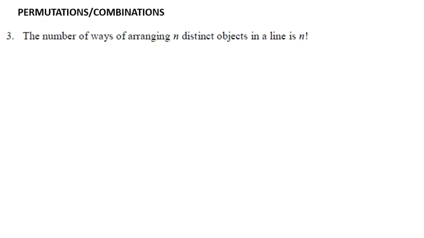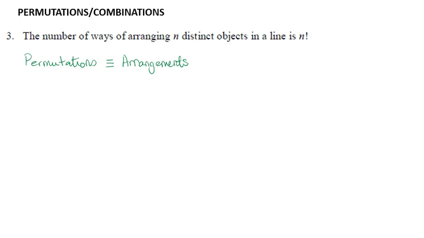Now we move on to rule number 3. The subtopic for what we're about to begin is permutations and combinations. We're starting though with permutations. Another word for permutations, by the way, is arrangements, the number of ways of arranging some objects.